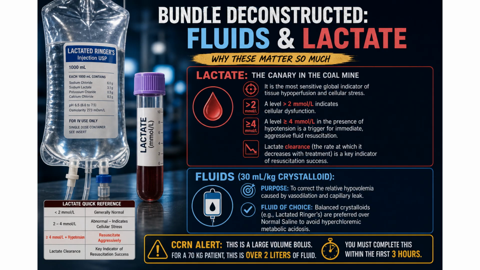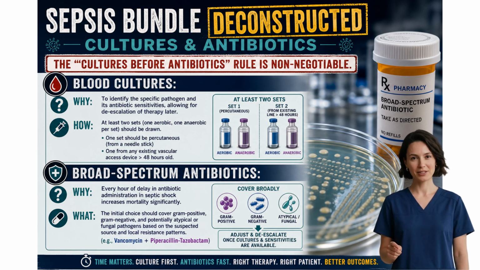Let's break that down. Lactate is our single best marker for tissue hypoperfusion. A level over 2 is concerning, and a level of 4 or more is a trigger for immediate aggressive fluid resuscitation. Following the lactate trend or lactate clearance tells you if your resuscitation is working. For fluids, the standard is a 30 mL per kg bolus of crystalloid. The goal is to fill the tank that has become leaky and vasodilated. Remember to use balanced fluids like lactated Ringer's whenever possible to avoid the acidosis that can come with large volumes of normal saline.